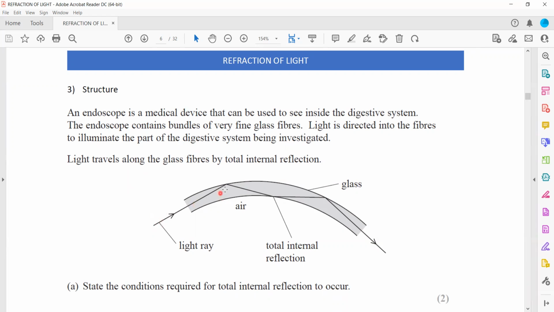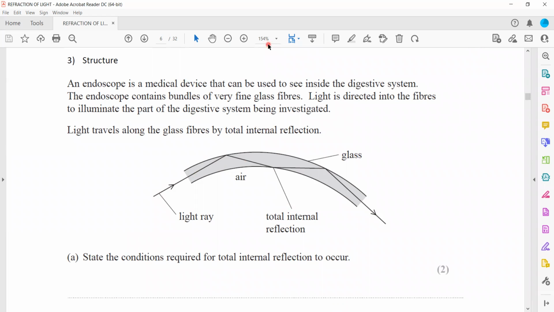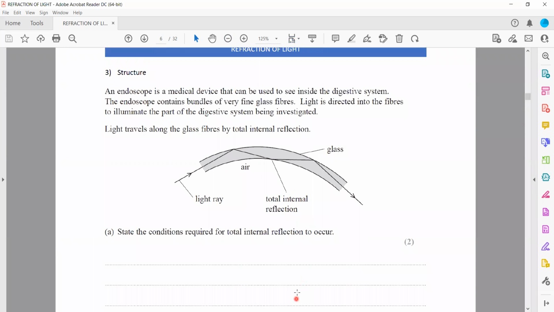Light will undergo multiple reflections, which we call total internal reflection, as the angle of incidence is more than the critical angle. State the condition required for total internal reflection to occur. For total internal reflection to occur, the angle of incidence must be greater than the critical angle, and the light must travel from a denser to a rarer boundary. Like light is moving in a denser medium and it meets a rarer boundary, or a less optically dense medium. And the angle of incidence should always be greater than the critical angle.